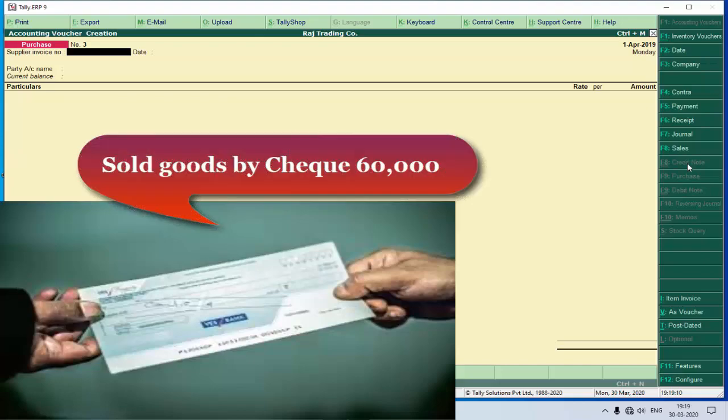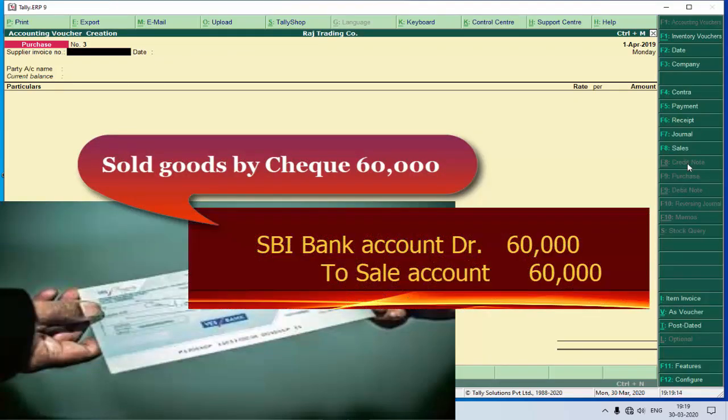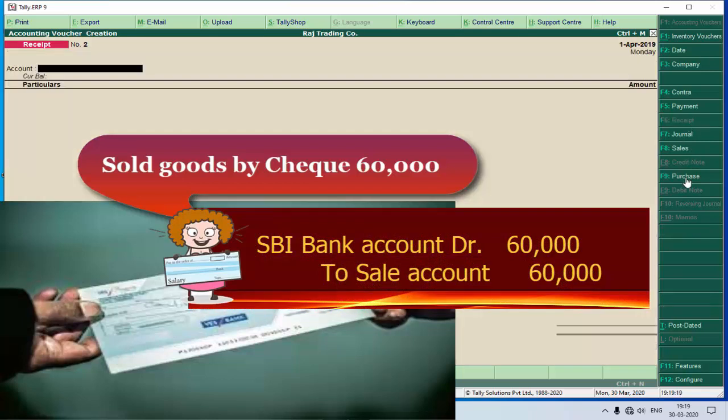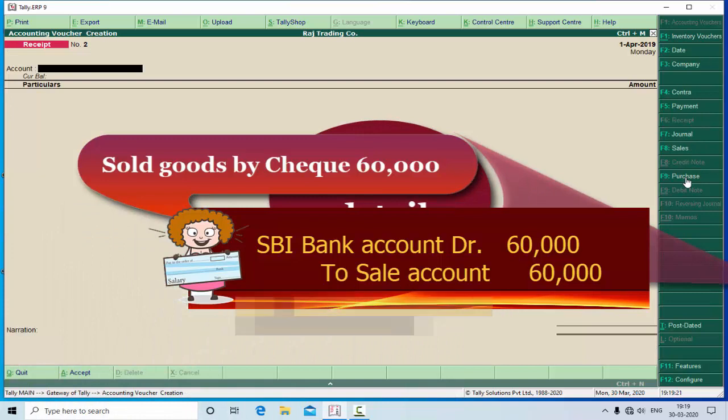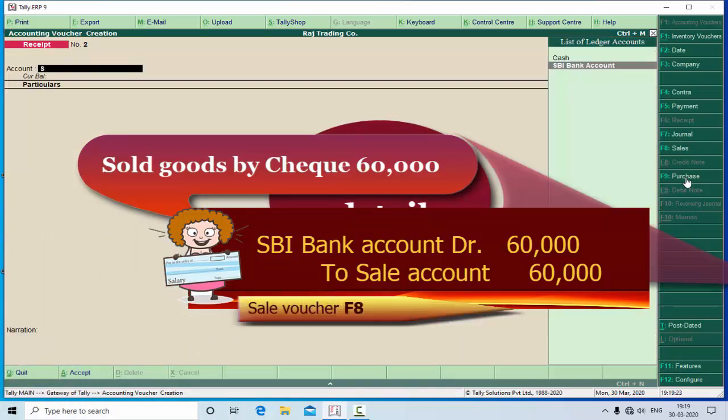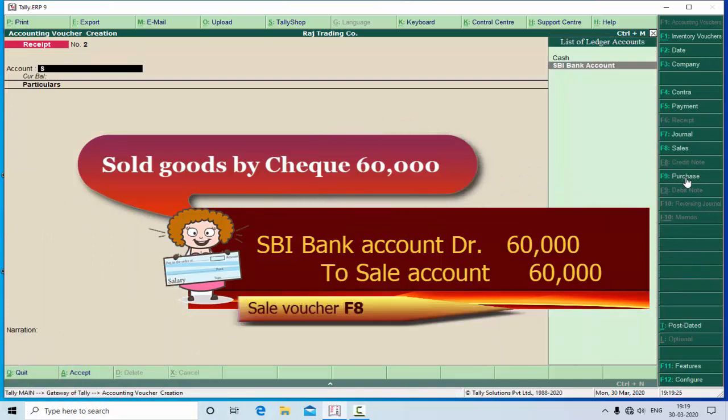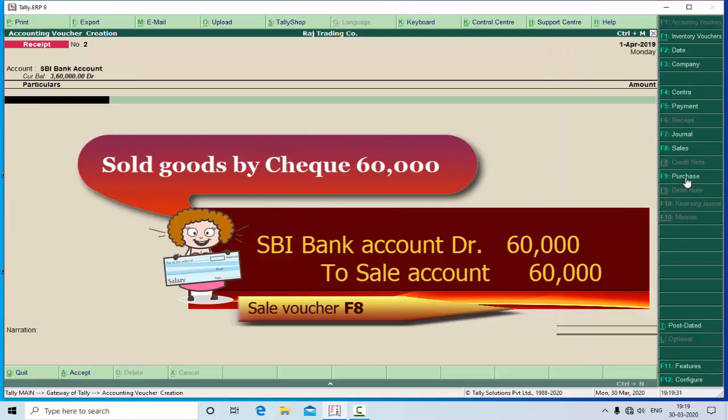Next entry is sold goods by check. So when goods are sold by check, the entry will be bank account debit to sale account, and we will record that entry in the receipt voucher. Use shortcut key F6 and enter the bank name, SBI Bank, in which we will deposit the check. If we deposit the check in SBI Bank, select that SBI Bank account, in which bank we will deposit the check which is received by us from our customer.